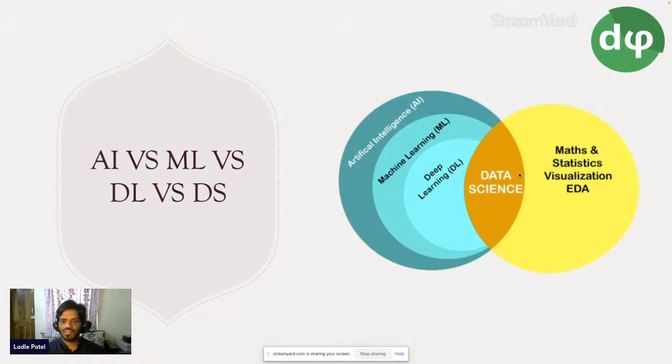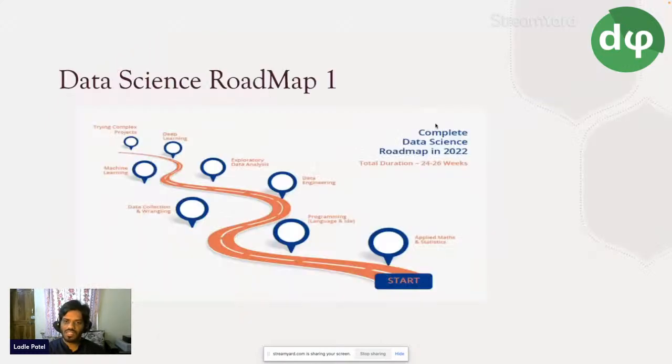It's like an intersection of many things. So you need to understand some of the fundamentals. It's okay if you don't know deep learning, but some of the machine learning algorithms you need to know to become a good data scientist. So one roadmap is this, and it takes a lot of time. This is one of the techniques; there are many. You learn some applied maths and statistics.